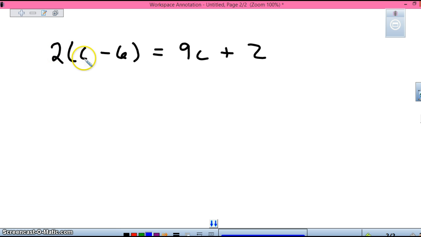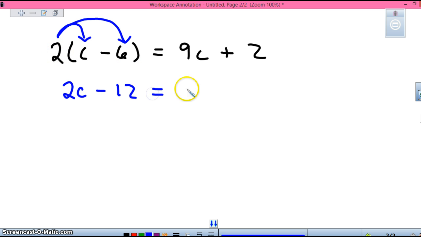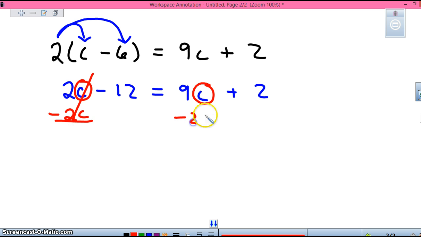We have to solve 2 times c minus 6 equals 9c plus 2. The first thing we have to do is distribute the 2. 2 times c is 2c, minus 2 times 6, 12, is equal to 9c plus 2. Once we've used the distributive property, now we have to get the variable to one side. So let's move the variable to the right. Minus 2c, minus 2c, negative 12 equals 7c plus 2.